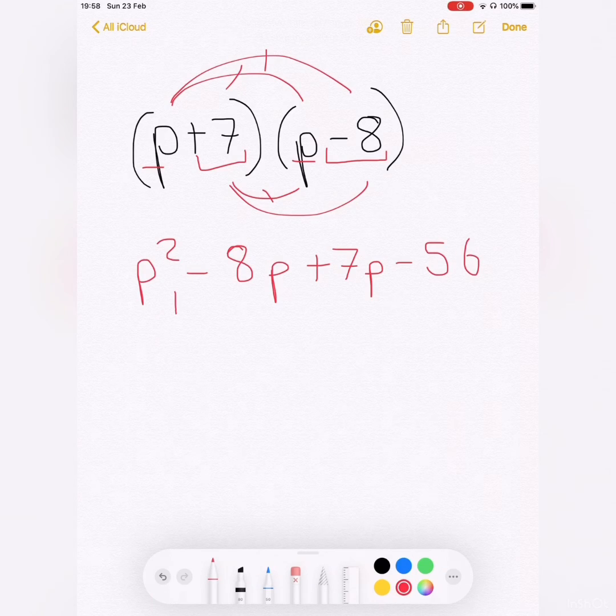Okay, then we can simplify these. So we've got minus 8p plus 7p, which is minus 1p. So we just write it as minus p. P squared minus p minus 56.